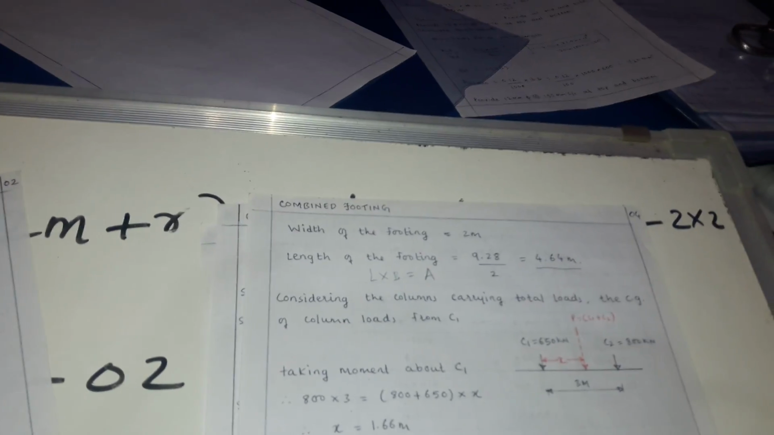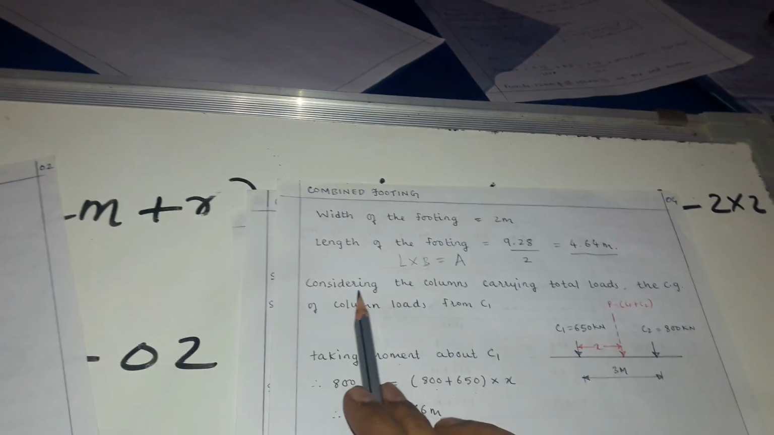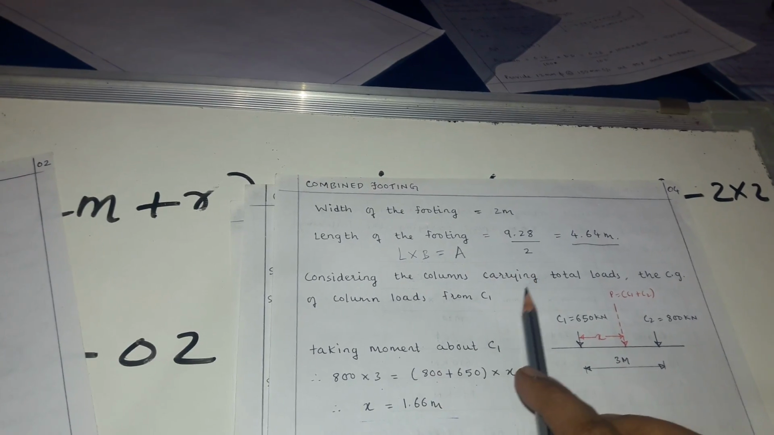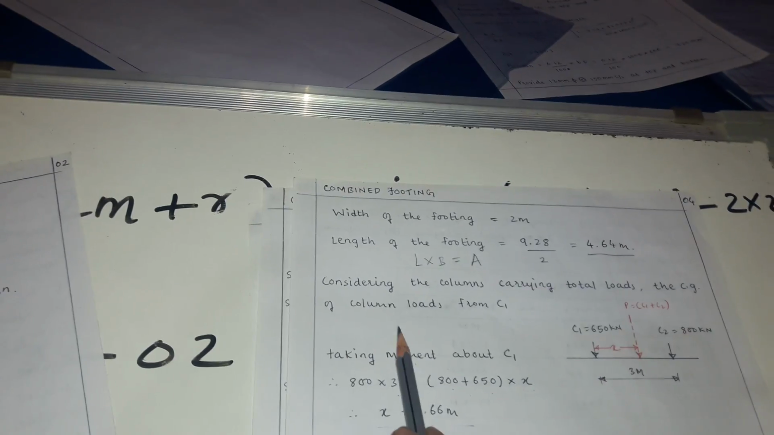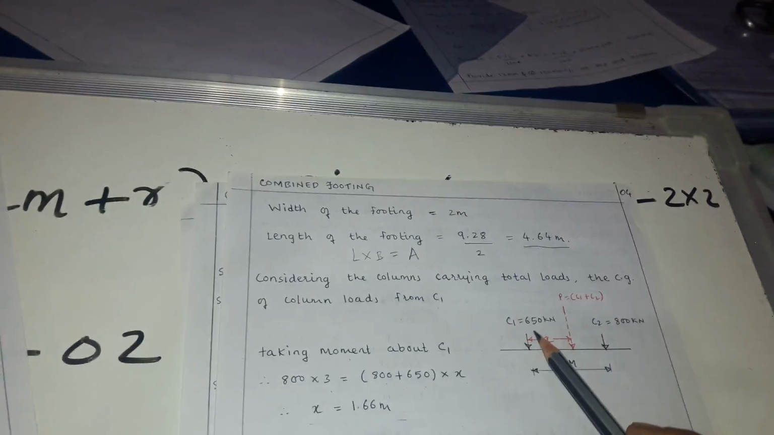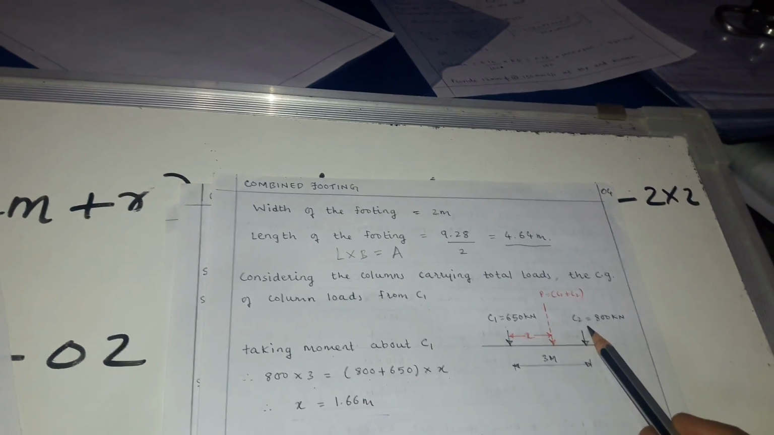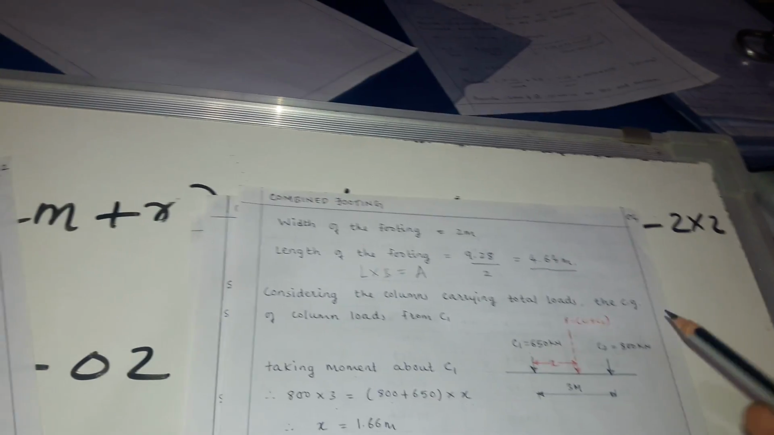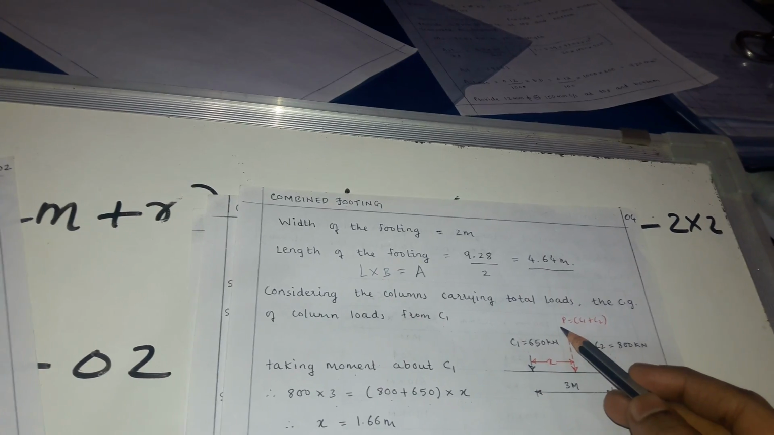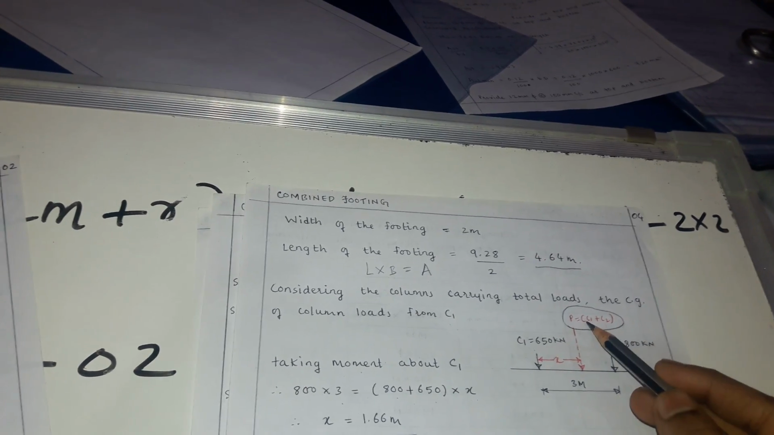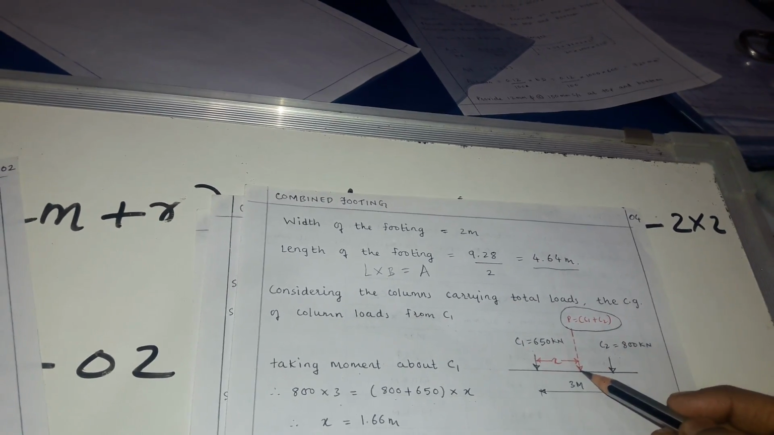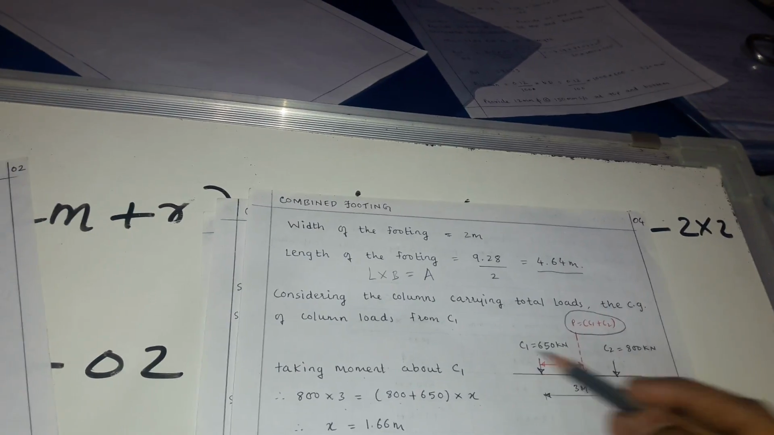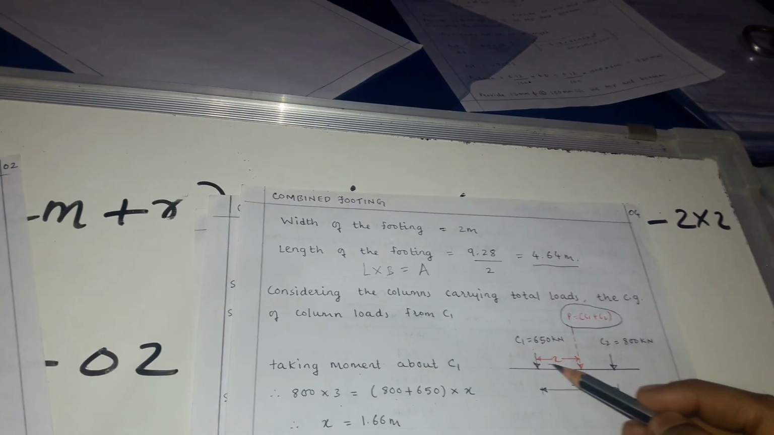Now see here, the next part: considering the columns carrying total load, and the CG of the column load from C1. We have two columns, C1 and C2, and we need to determine the CG of the columns C1 and C2. For that we assume the total load P, which is equal to C1 plus C2, acting at a distance x from the C1 column. So we need to find this x distance.